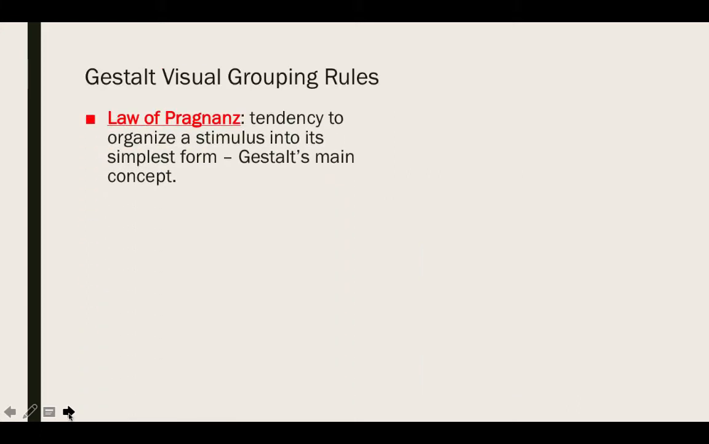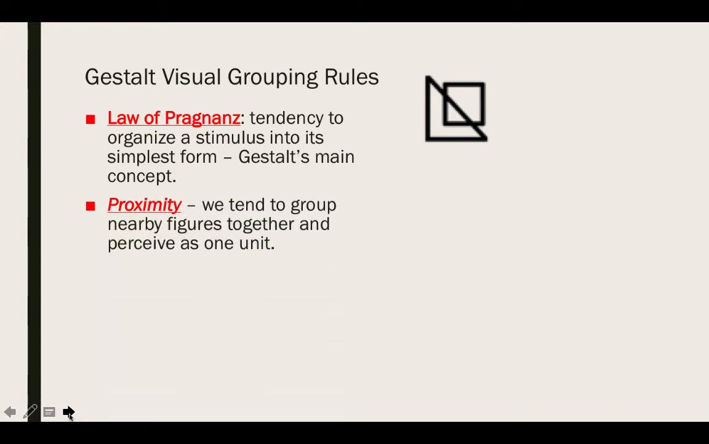So let's take a look at the grouping rules. The most important grouping rule is called the law of Prägnanz, and this basically refers to the tendency for the brain to organize information into its simplest form and not really super complex forms. For example, on the right, we probably are noticing a square and a triangle intersecting each other as opposed to many different lines, an incomplete square, a mini triangle inside a bigger triangle. We probably perceive two shapes, and the law of Prägnanz would explain why that happens.